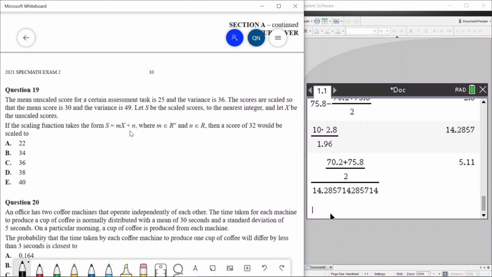Okay, so we know what the scaled scores are as well as what the original scores are. So we know S is equal to mx plus n. So E of S, what is E of S? Well, we want E of S to be equal to 30. So 30 is equal to this guy, and this must be equal to E of mx plus n, but we can use linearity of the expected value operator. So this is m E of x and then plus n, but this is just m times expected value, which is 25, and then plus n. So we've got 30 is equal to 25m plus n.